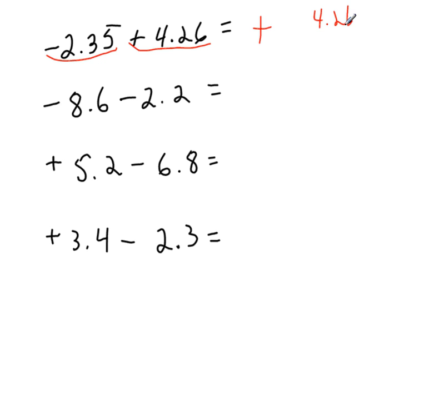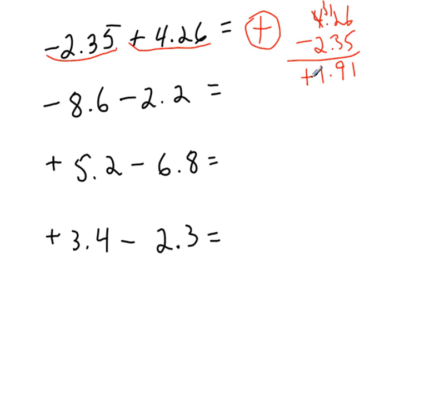In order to do that, we can take 4.26 and find the difference between it and 2.35. And we have a difference of 1.91. Since 2.35 is less than 4.26, we know the answer is going to be positive, so it must be positive 1.91.